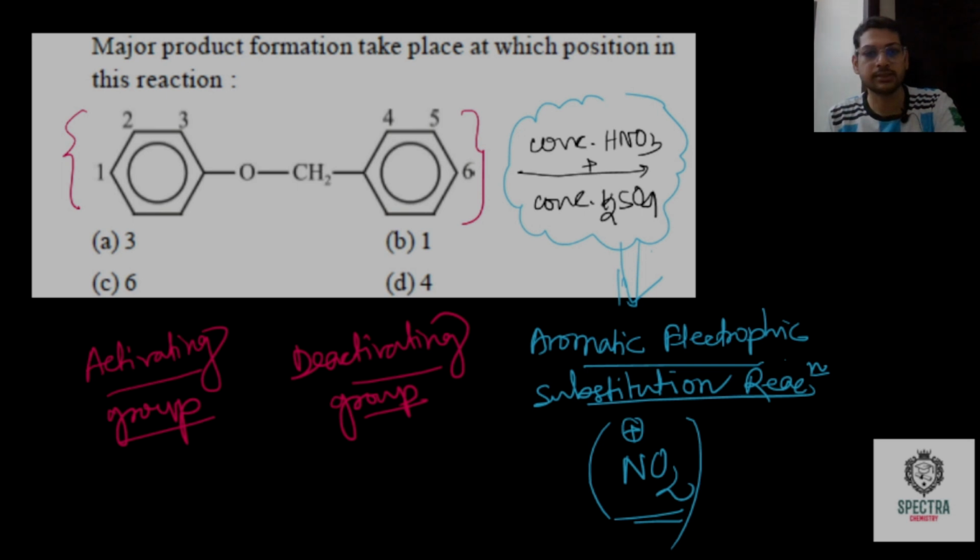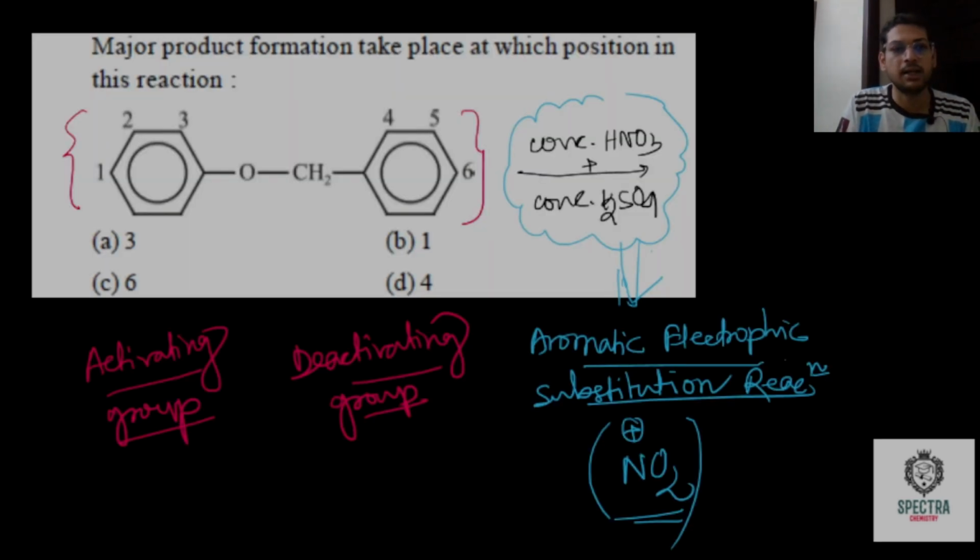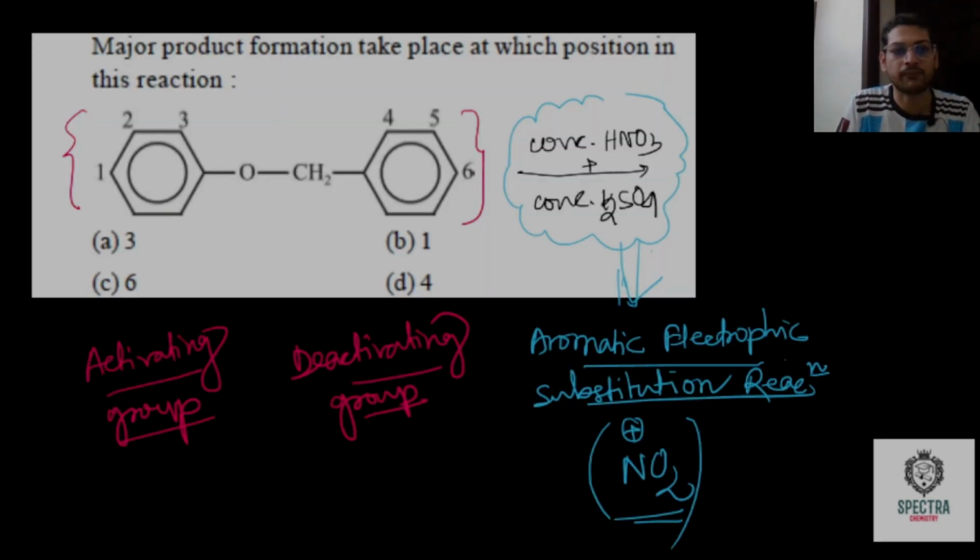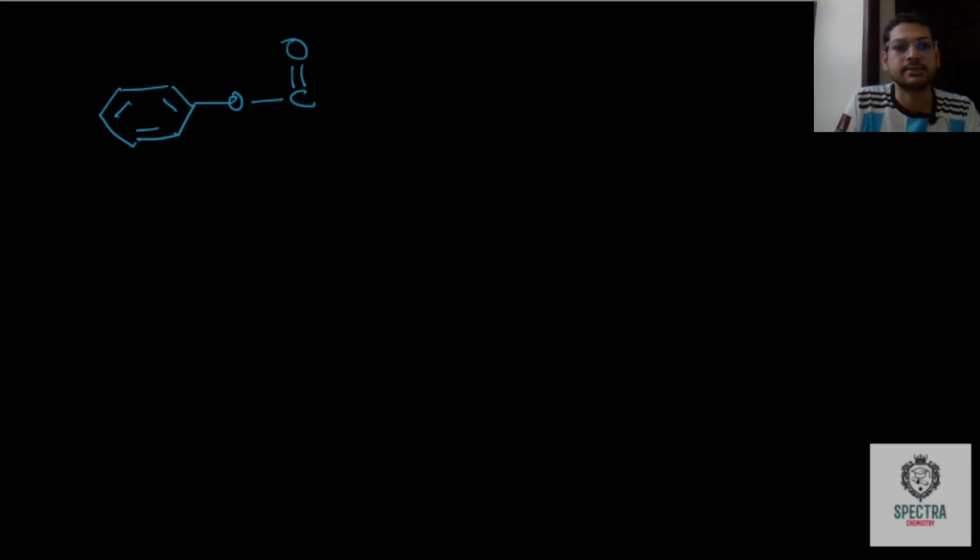So let me write this molecule again. It is given a benzene ring, and with this benzene ring there is an oxygen, and then probably there is a C double bond O, right? Just let me check. Okay, no, it is only CH2 that is given. So let me omit it. CH2, and then you are having another benzene ring.